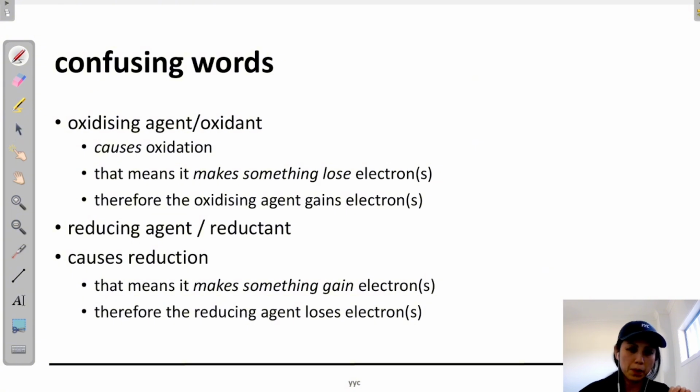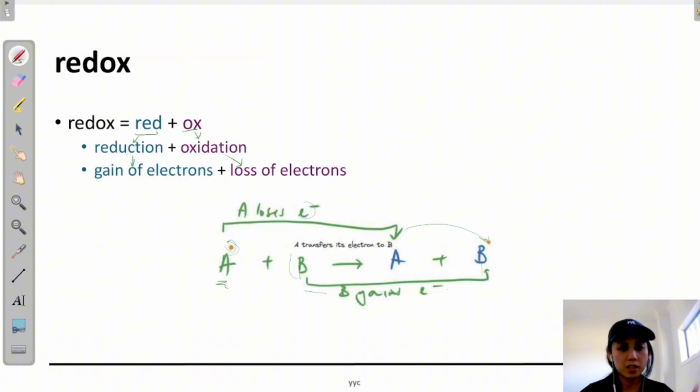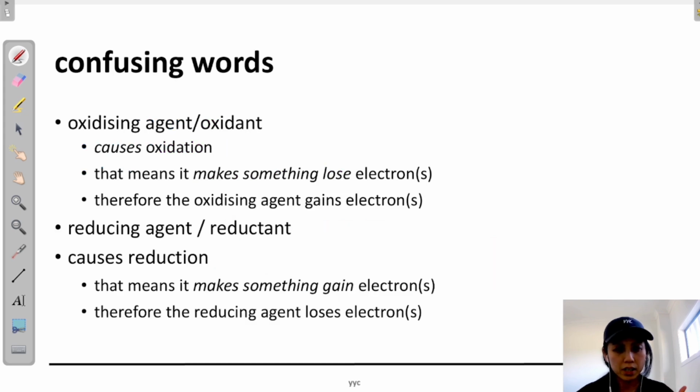So we've just spoken about reduction as a process, gaining electrons, and oxidation as a process, losing electrons. But now we start using terms like oxidizing agent. When you think about the agent, think that the agent causes the thing to happen. So if it's an oxidizing agent or an oxidant, it causes oxidation. What does it mean to cause oxidation? You're making something lose an electron. You're shaking the other thing to make it lose its electron. So what happens to you? If you're making someone lose the electron, you're going to take those electrons for yourself, which means that you gain those electrons that you're making the other thing lose.